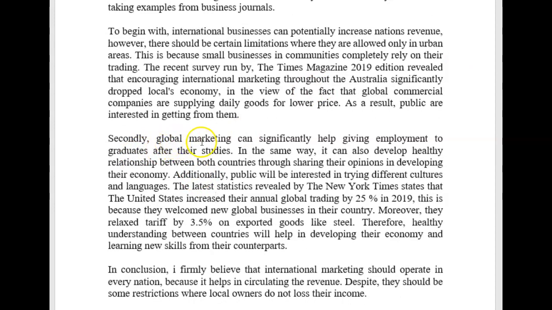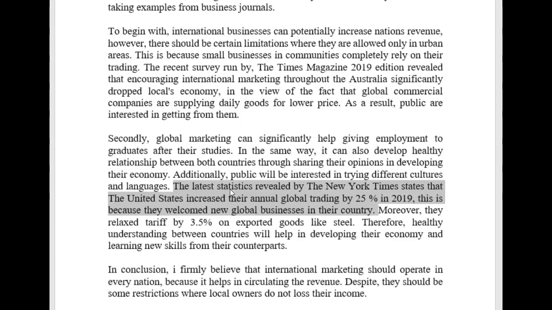You said give employment. You said sharing opinions in developing the economy. You talked about trying different cultures and languages. But this didn't really have anything to do with anything. Okay? It certainly didn't have anything to do with the idea about trying different cultures and languages. All right? And then this thing about tariffs also. We're not talking about tariffs. We're not talking about the effect on the economy. Okay?